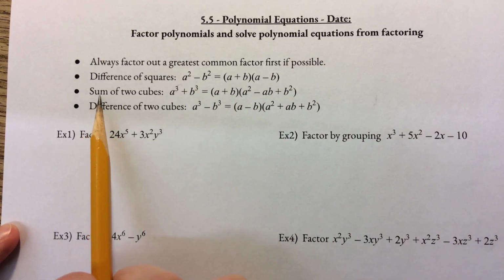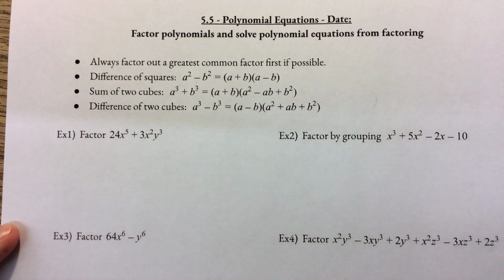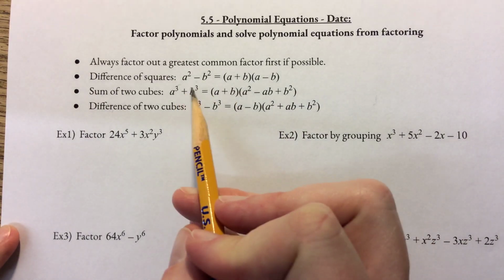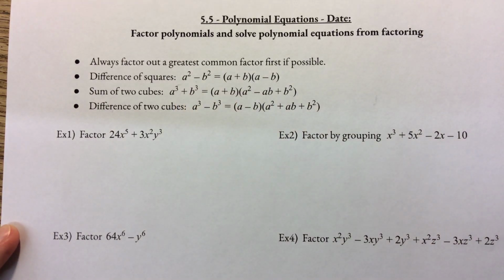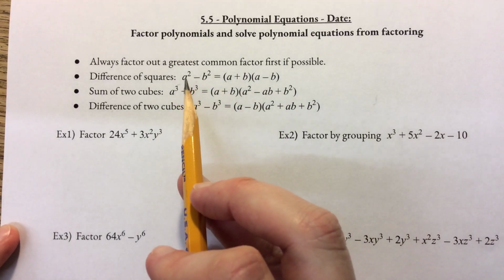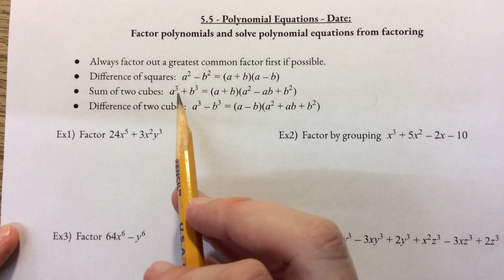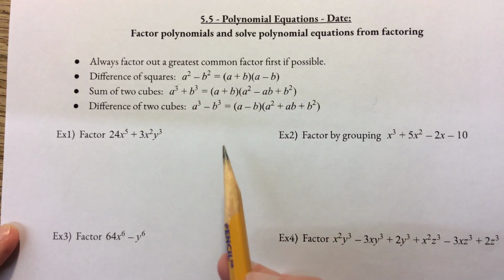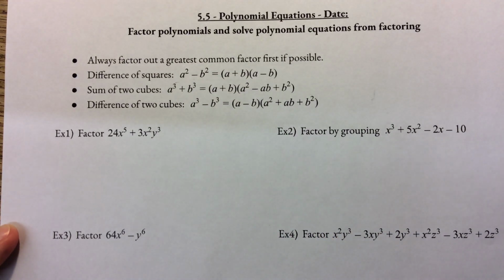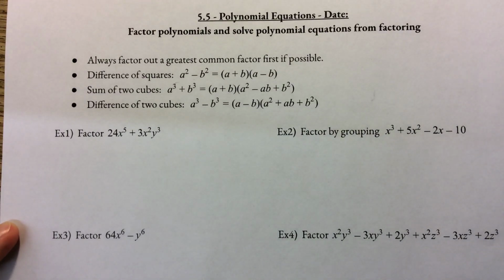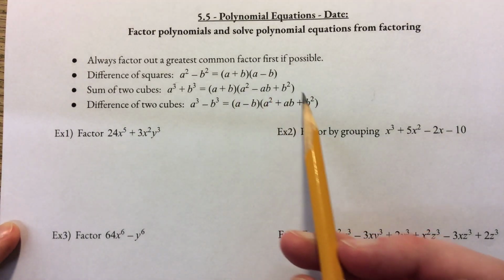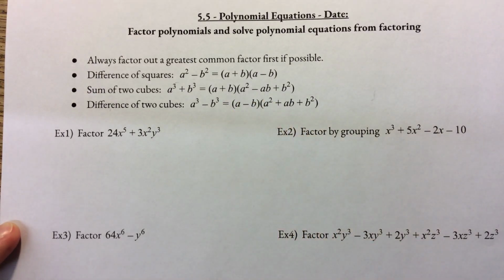Now we have sum and difference of cubes. So cubes is when you can have that number multiplied together 3 times by itself. Like a perfect square would be 25, because 5 times 5 is 25. A perfect cube would be 8, because 2 times 2 times 2 is 8. So these are sometimes a little bit harder to recognize right off the bat, but you'll get better at it. So these are the formulas that we use for those.